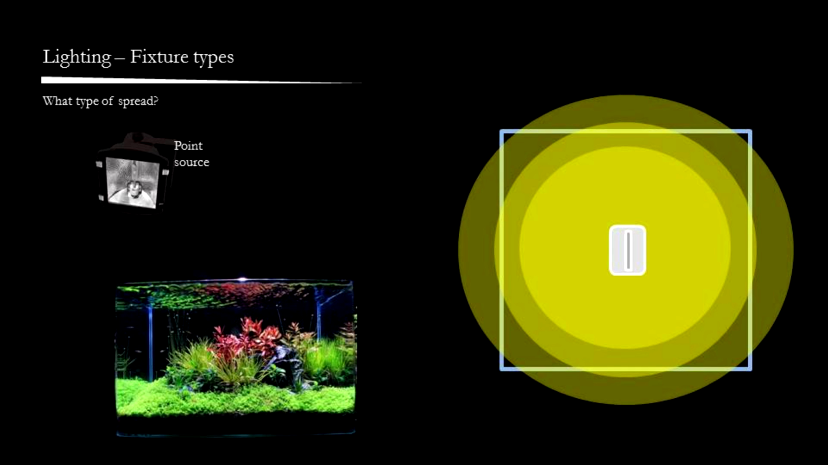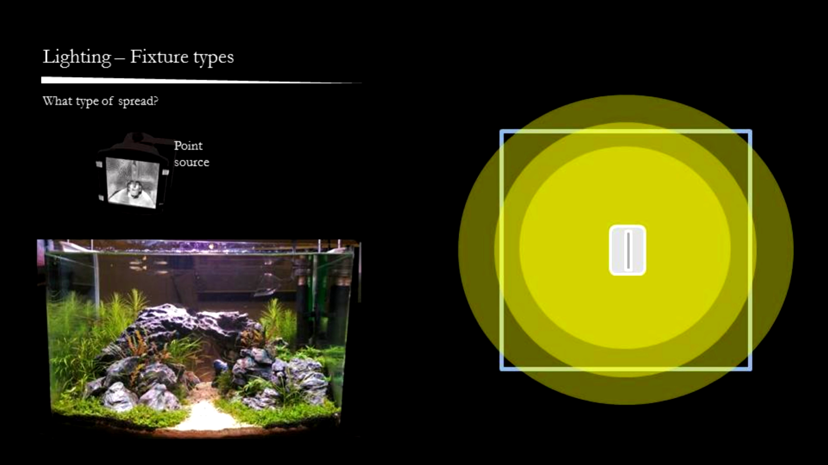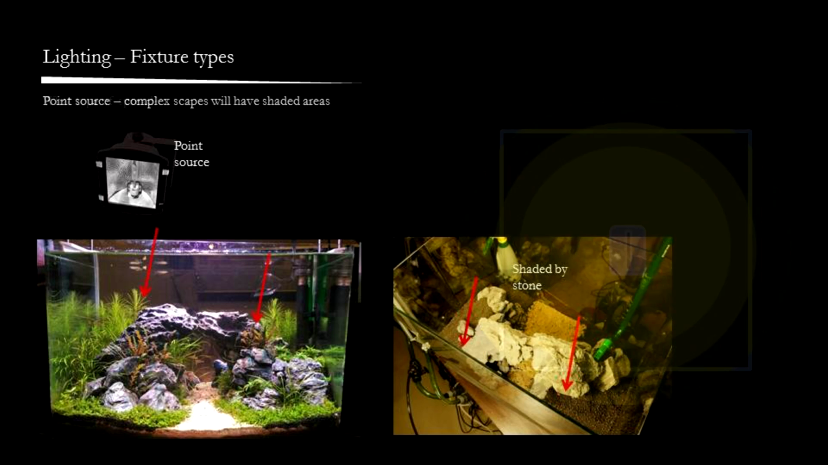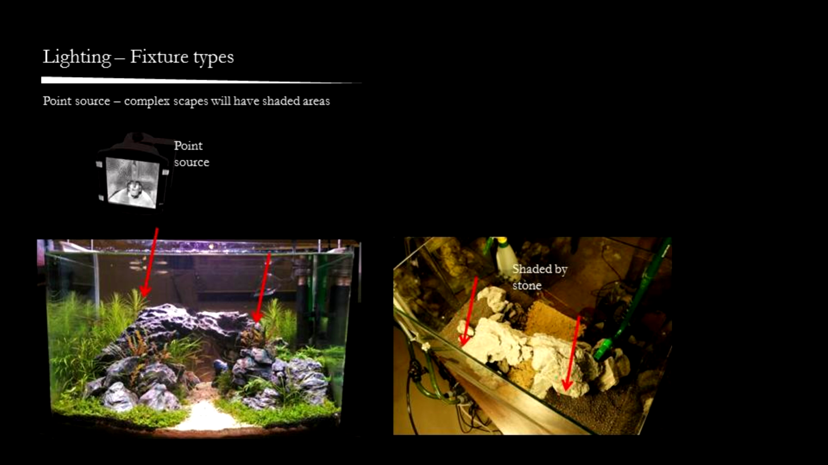Point sources often have disproportionately higher levels of power right at the center of the fixture, and this is good for scapes that grow light demanding plants right below the fixture at the center. However, for tank designs that have complex hardscapes, for example stone pillars that block the line of sight from the center, then using a point source may not illuminate the tank well.